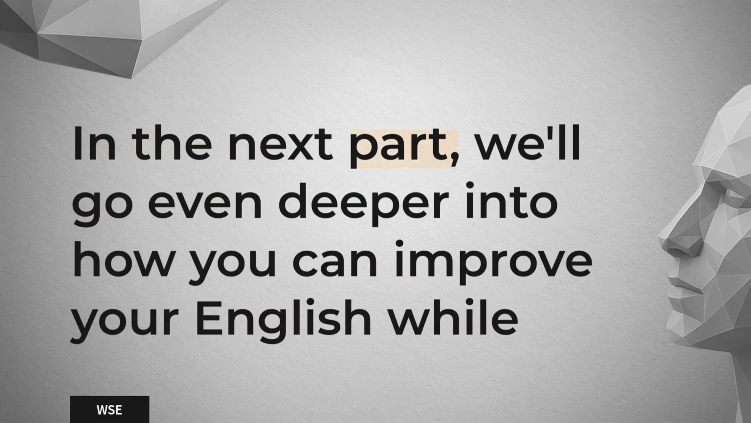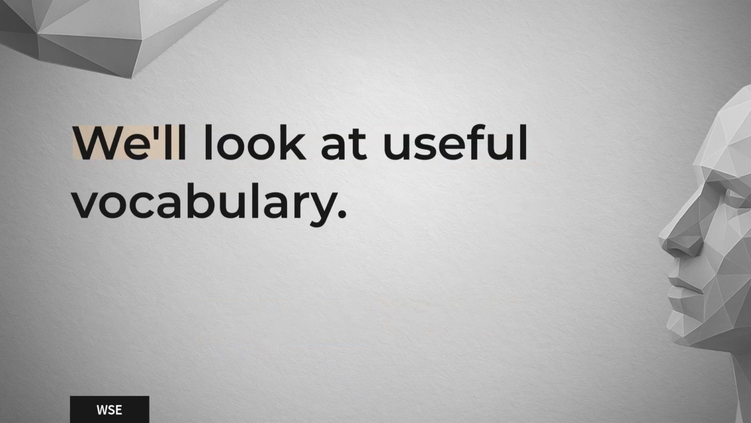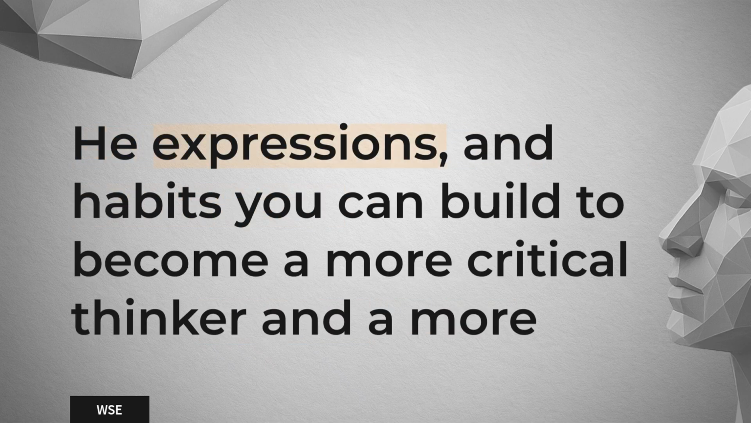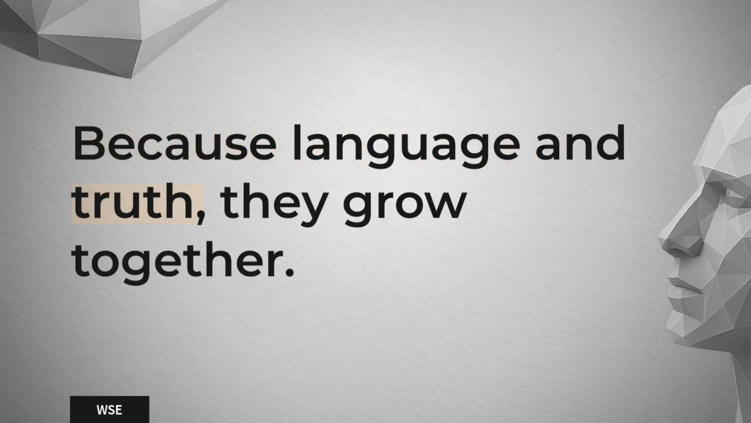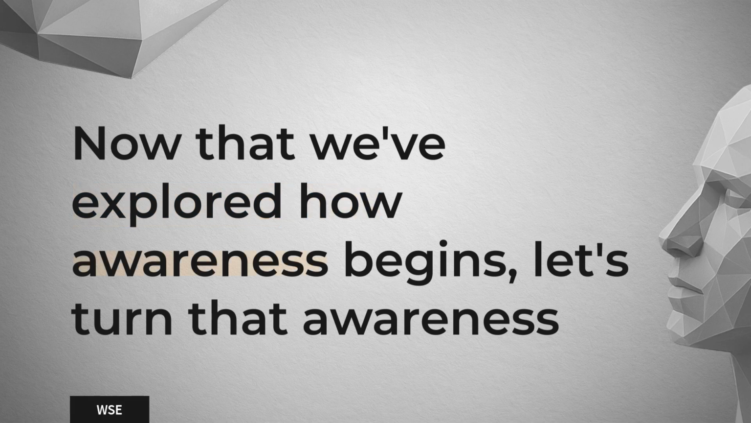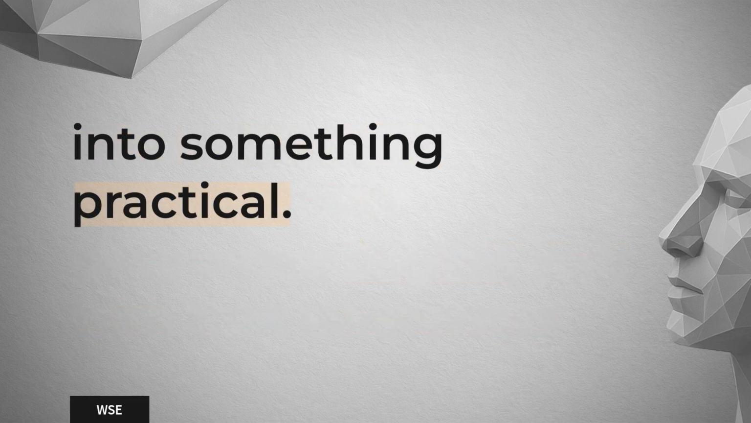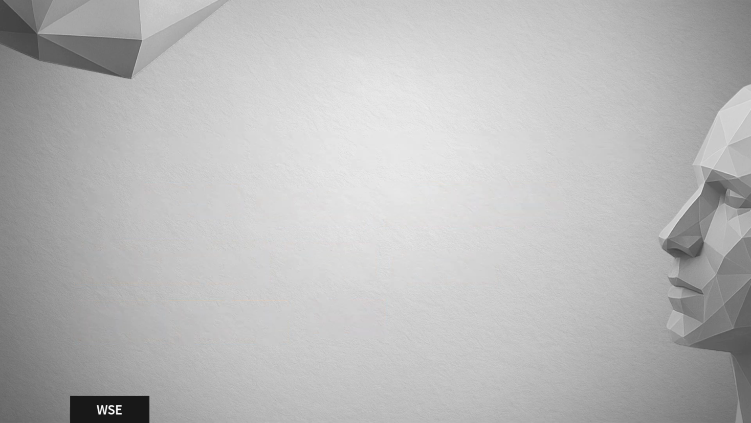In the next part, we'll go even deeper into how you can improve your English while strengthening your awareness. We'll look at useful vocabulary, key expressions, and habits you can build to become a more critical thinker and a more confident English speaker. Because language and truth, they grow together. Now that we've explored how awareness begins, let's turn that awareness into something practical, something you can use in both your English learning and your everyday life.